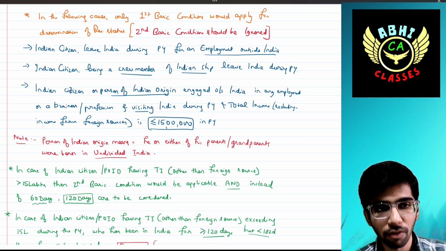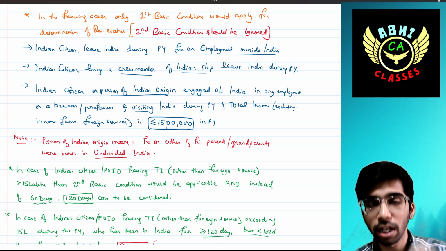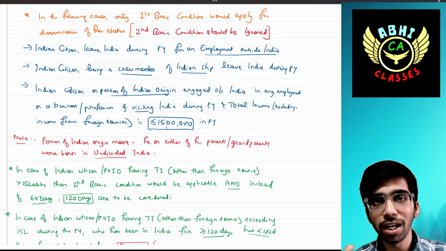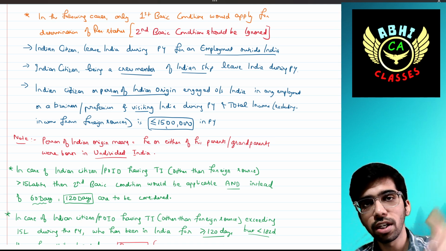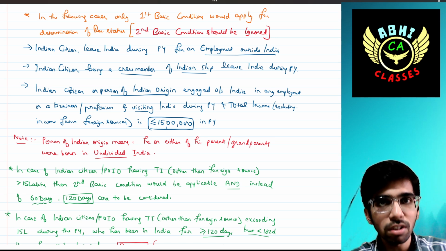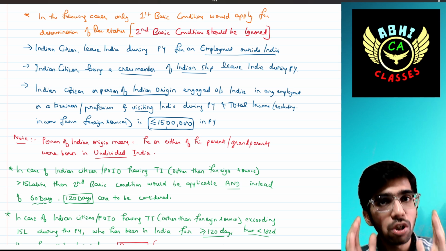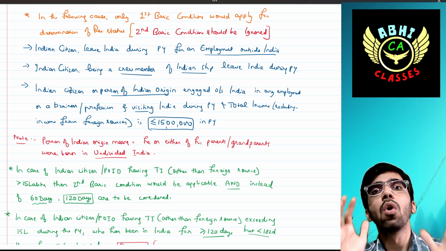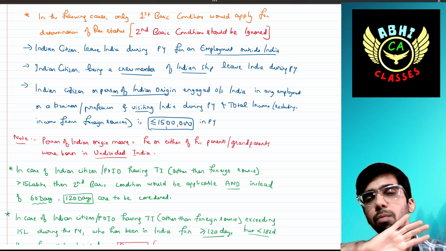I will revise once again. Indian citizen: the first two circumstances, I hope, are very simple. The second circumstance might be a little confusing. An Indian citizen or person of Indian origin, engaged outside India. He is employed outside India, or he has some business or profession outside India. But he visits India during the previous year, and his total income in India, excluding foreign income, is up to 15 lakh. Then also only the first condition is to be taken. The second basic condition should be ignored.